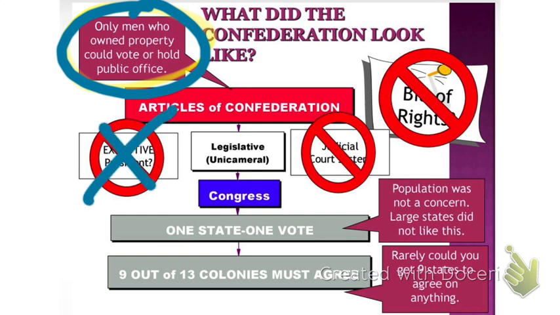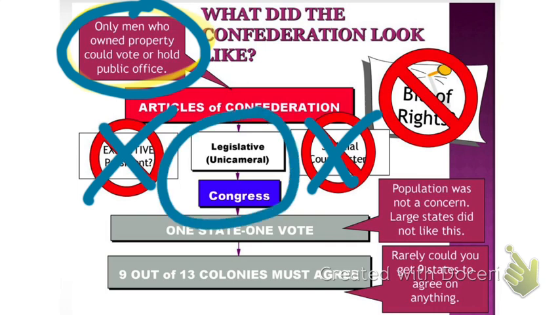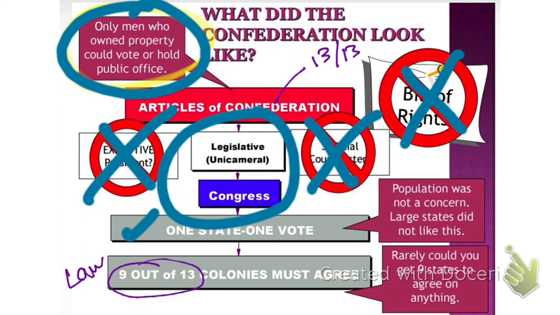Again, there was no president, no executive branch, no judicial branch, only a Congress that had one house. Every state had equal say. And in order to pass a law, we needed 9 out of 13. To change the articles themselves, we needed 13 out of 13. All right? There was no Bill of Rights. So what the people's rights were that the government could not take away, that's what we talked about last unit, were not explicitly written. Okay?